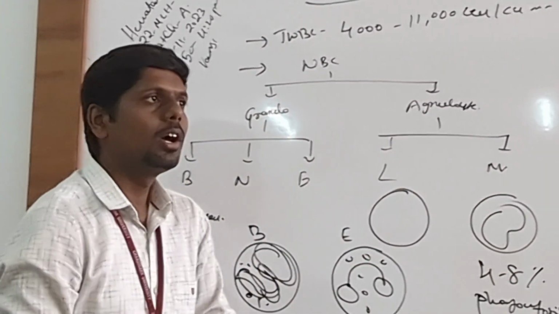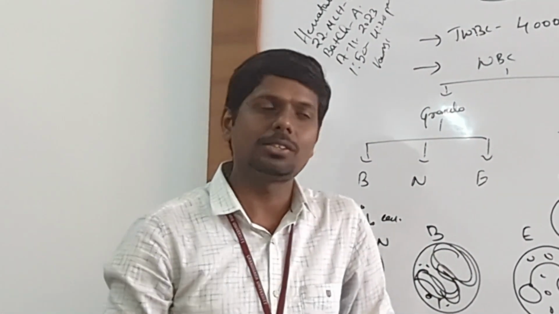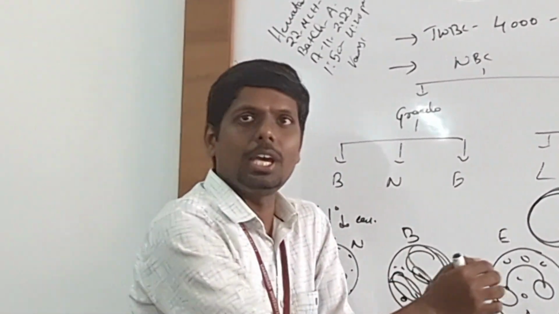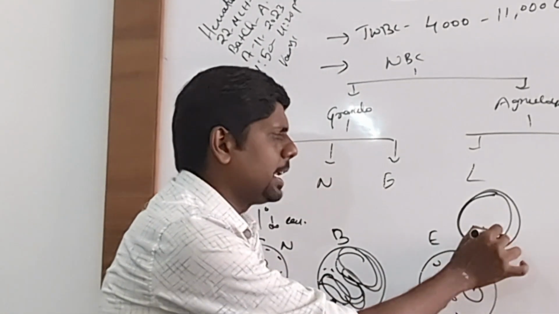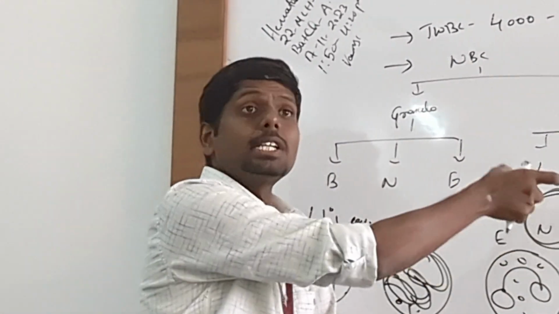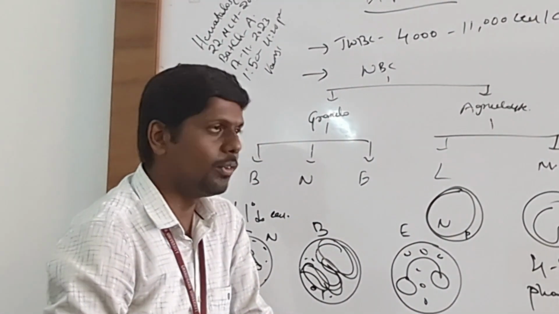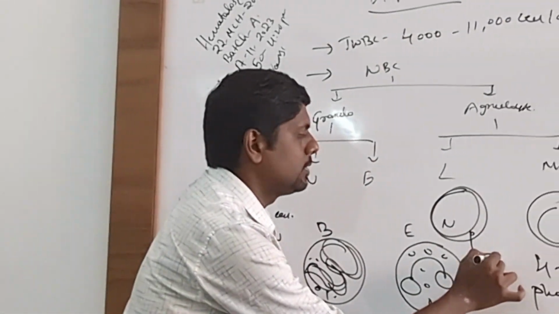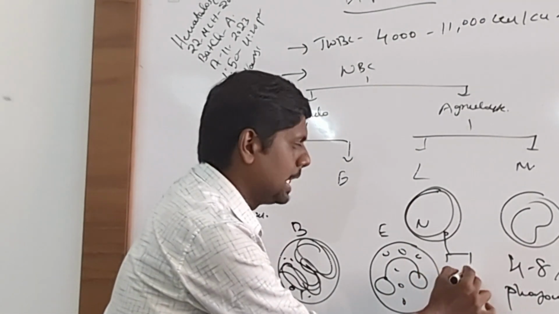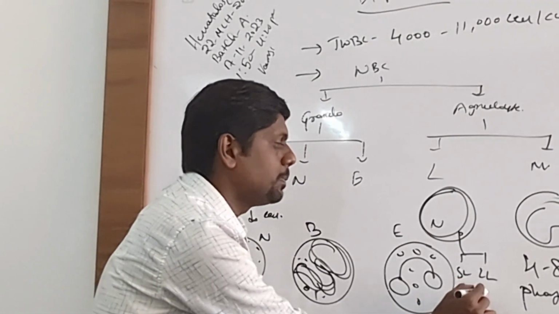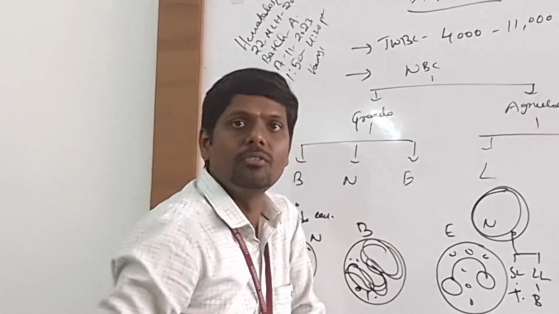That is the lymphocyte. What is the shape of the nucleus of the lymphocyte? Round to crescent moon shape. And the nucleus to plasma ratio will be very low, so the nucleus will be very large. There are 2 types of lymphocytes. What are those? Small lymphocytes and large lymphocytes. Small lymphocytes are T lymphocytes, whereas large lymphocytes are B lymphocytes.